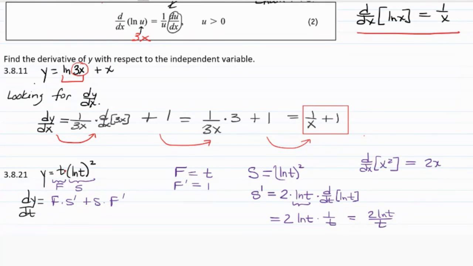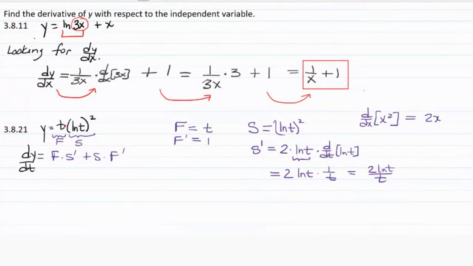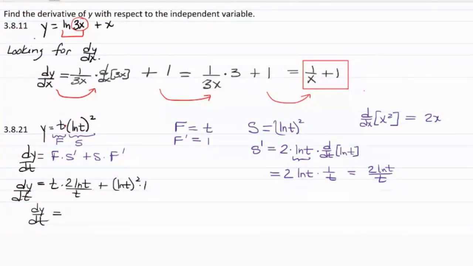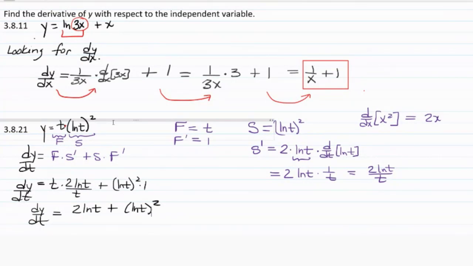All right, so now I'm going to put in my f, my s prime, and so on. So I have dy dt equals, and then we're going to have t times s prime, which is 2 natural log of t over t, plus natural log of t squared times f prime, which is just 1. So dy dt is equal to 2 natural log of t plus natural log of t squared. Any questions about that problem?